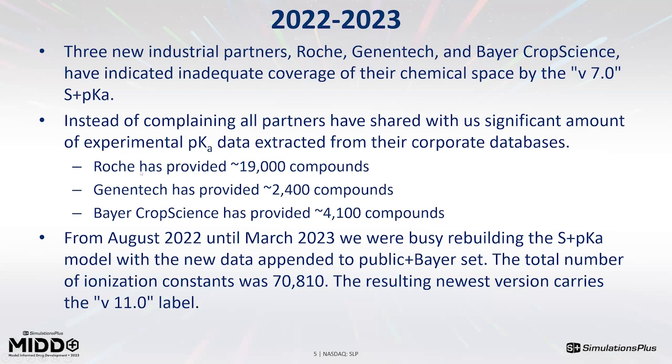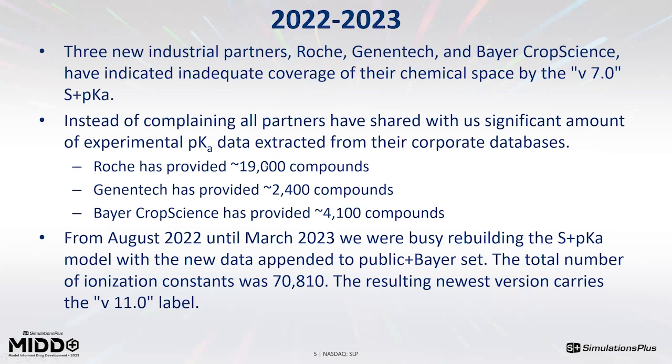They followed the Bayer Pharma example, and they shared with us a significant amount of experimental data extracted from their corporate databases. About 19,000 compounds from Roche. Genentech provided 2,400 compounds, and Bayer Crop Science has provided 4,100 compounds. So we were very busy, for the period from August to March, rebuilding the model with the combined data sets.